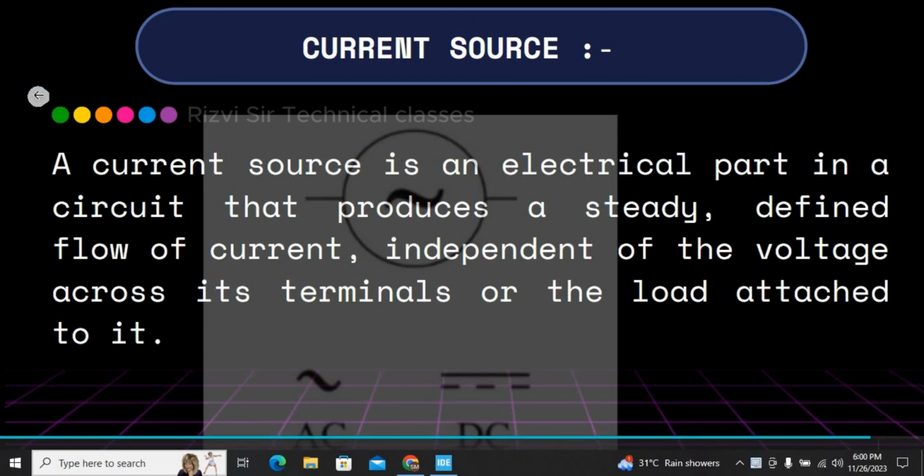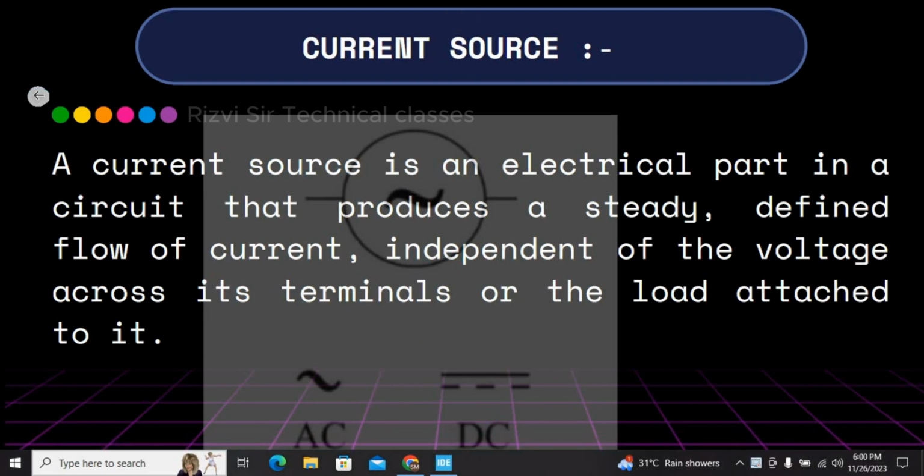In other words, you can say a current source is an electric or electronic device that provides a constant electric current to a circuit regardless of the load, resistance or change in the circuit. It maintains a steady flow of electrons, analogous to a voltage source that provides a constant voltage. Current sources are used in various applications such as electronics, signal processing and power supply circuits where a stable and predictable current is required.